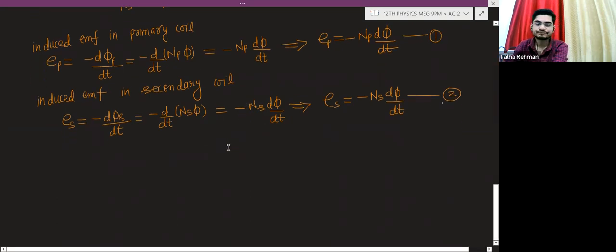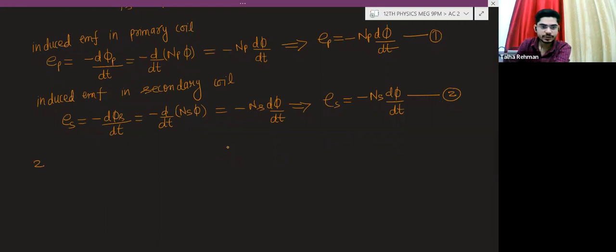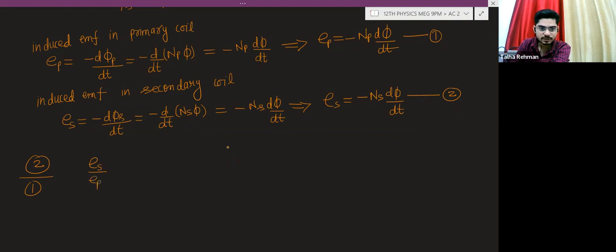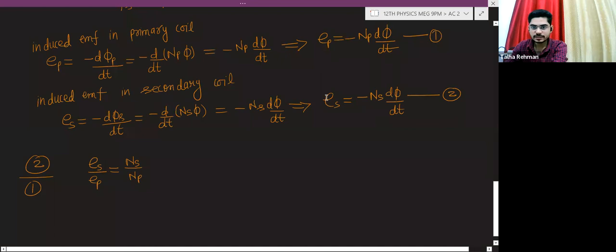Okay, so divide equation 2 by 1. What will you get? You will get ES divided by EP is equal to NS divided by NP. Why? Because this is ES by EP, and d phi by dt and d phi by dt will cancel out. This minus sign and minus sign will cancel out. So this is what you get.